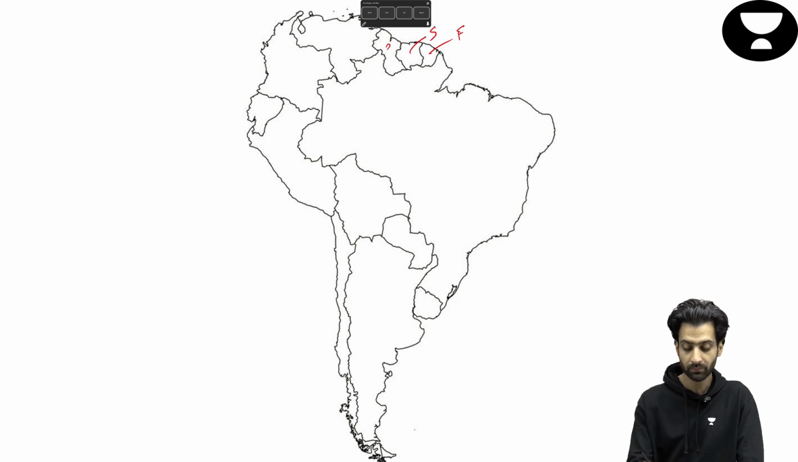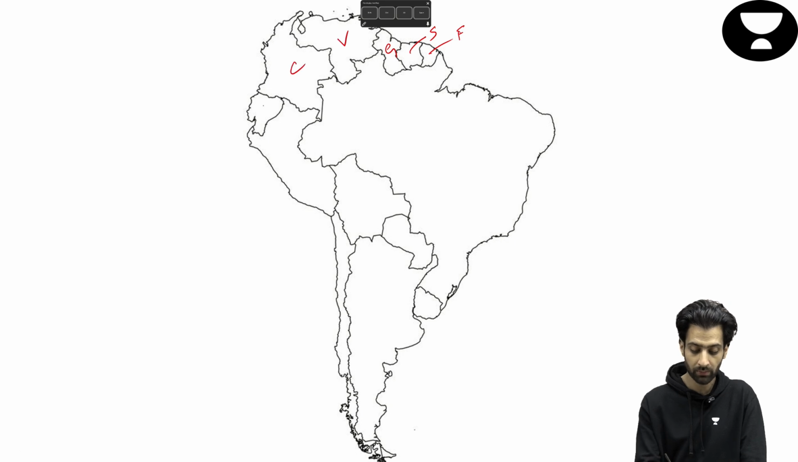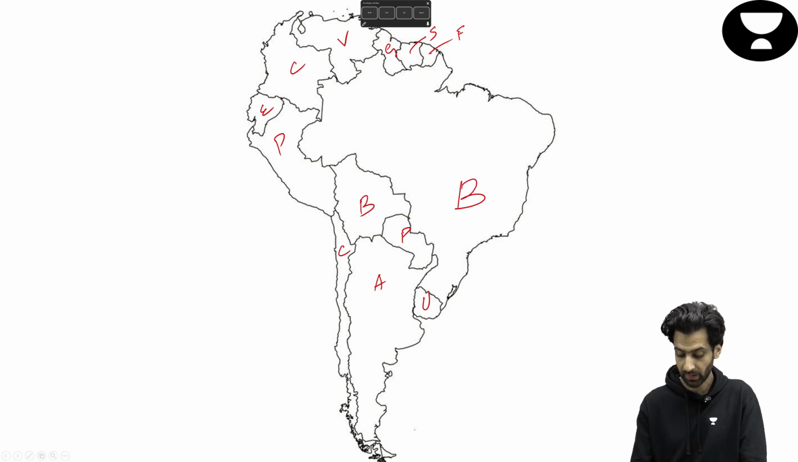Suriname, Guyana, come on, name it with me quickly. Venezuela, Colombia, Ecuador, Peru, Chile, Bolivia, Paraguay, Argentina, Uruguay, and Brazil. These are all the countries of South America.